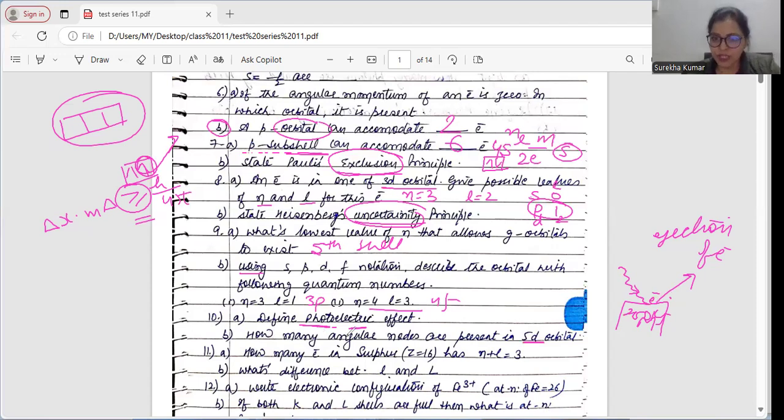How many angular nodes are present in 5D? The formula for angular nodes is n minus l minus 1. n is 5 here. For D, l की value 2 होती है, so 5 minus 2 minus 1. So answer is 2. Next is 11th question.